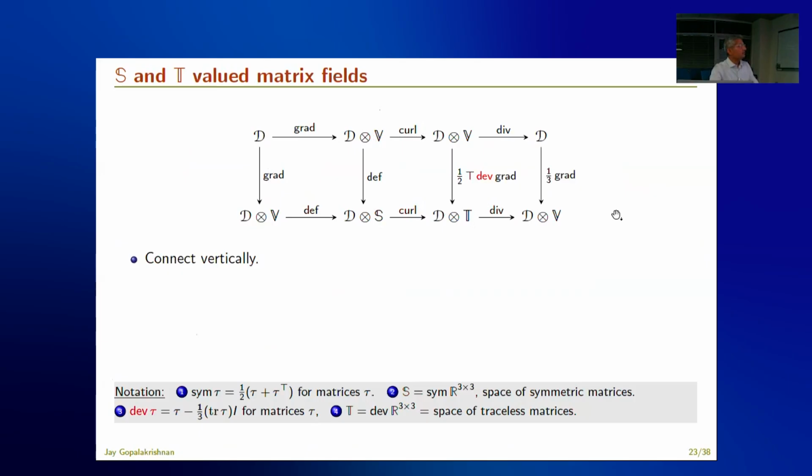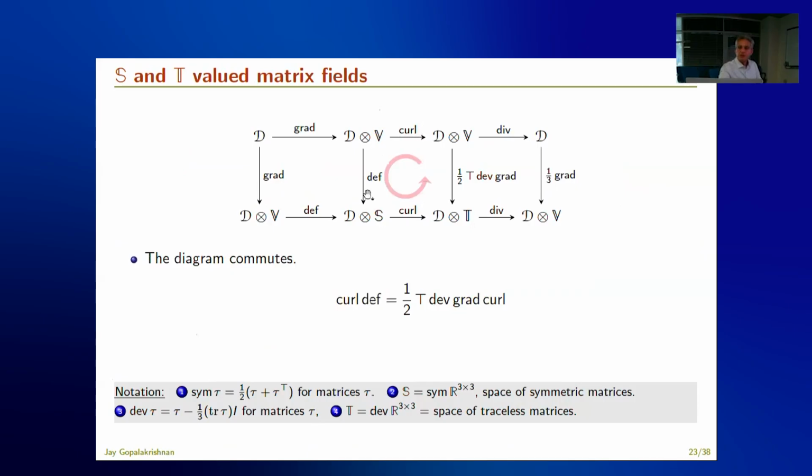Now, is it strange? Until you begin to see a property. If you put exactly that operator there, then this box commutes. Commutativity property here means that if you apply this and this, or you apply this and this, you get the same result. That is this identity: curl of the deformation is the same as this operator after application of curl. This is just an identity that you can verify.